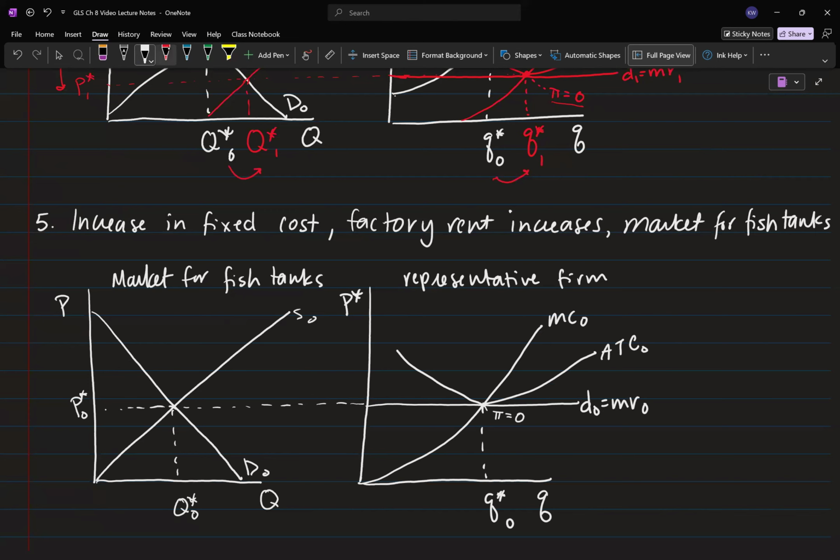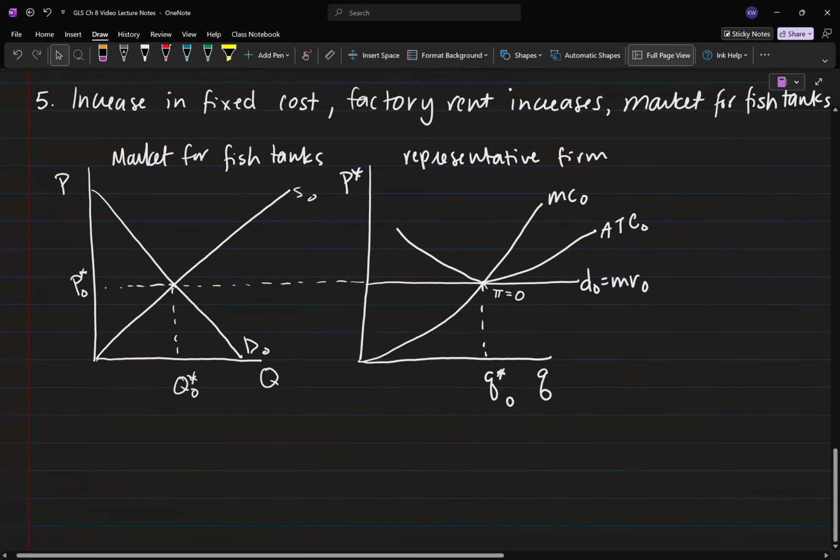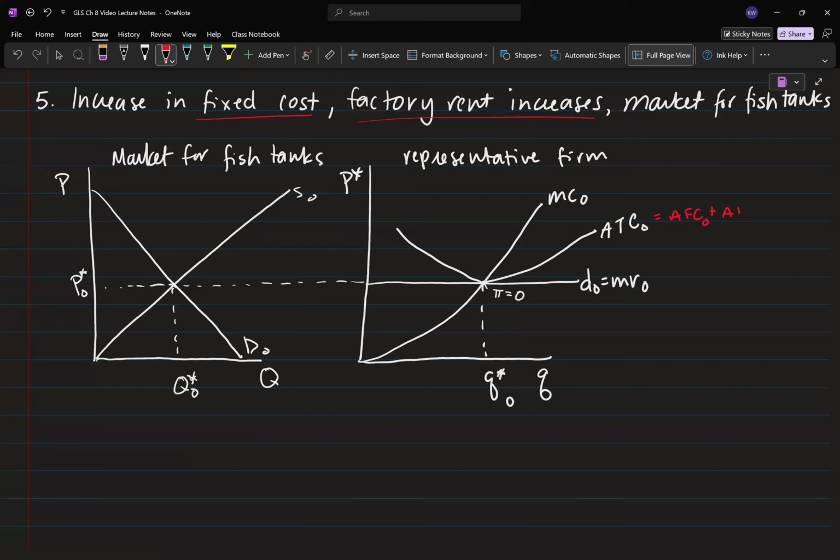So now we can look at analyzing our shock. In this case, we have a fixed cost going up, and we're saying that the rent for the factory increases. So just like we did with variable costs, we need to identify which curves are going to be impacted by a change in fixed costs. A change in cost is not going to impact demand, right? Demand is not a cost curve, okay? So we need to look instead at the cost curves. Average total costs, right? That's the sum of average fixed costs plus average variable costs. So any change in fixed costs will impact average total costs.